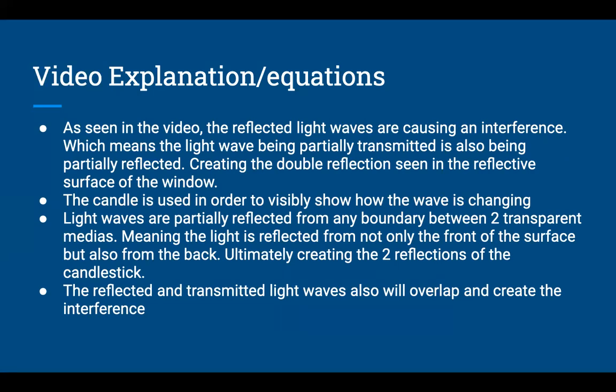Light waves are partially reflected from any boundary between two transparent medias, meaning the light is reflected from not only the front of the surface, but also from the back, ultimately creating two reflections of the candlestick. The reflected and transmitted light waves also will overlap and create the interference.